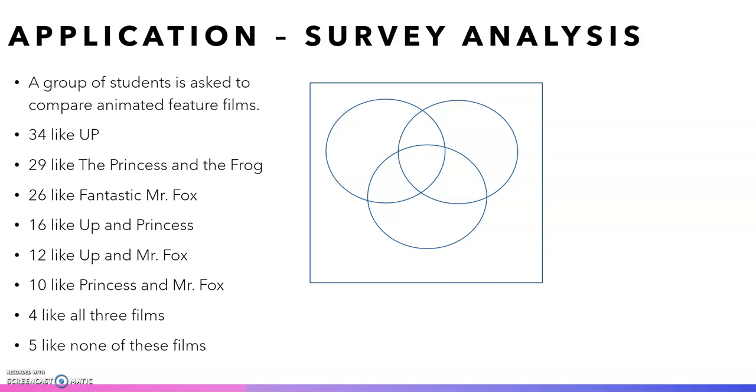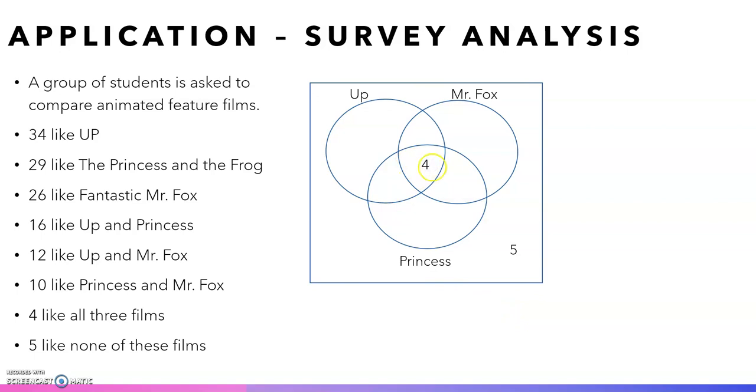Since we're talking about 3 different films, we can make 3 overlapping circles for our Venn diagram. And we're going to label our circles Up, Mr. Fox, and Princess. Starting at the bottom of our list, 5 like none of the films. So we are going to have a 5 out here in our universe outside our films. 4 like all 3 films. So here, where all 3 intersect, we're going to put a 4.